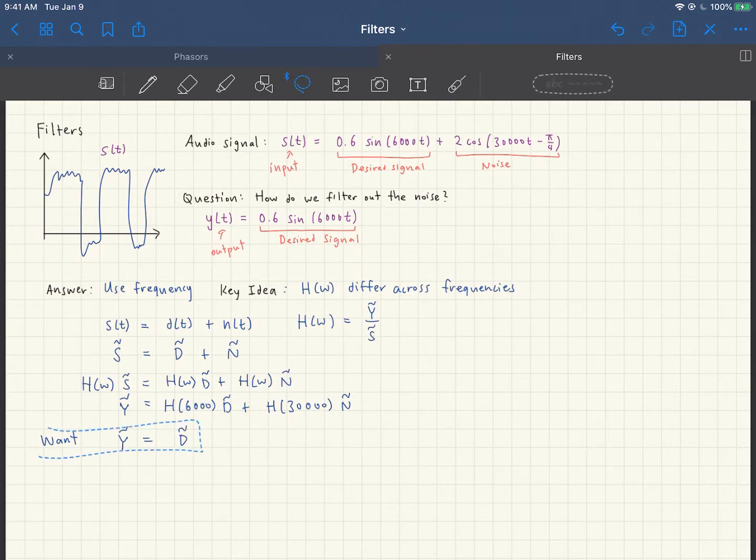And the way we're going to do this is we want h of 6000 to be close to 1 and h of 30,000 to be close to 0. Hopefully with this example you get an idea now of how transfer functions can shape different frequencies and how, with a given specific frequency, we can pick h of omega to have values that we want, so that now we have our output equal to our desired signal.